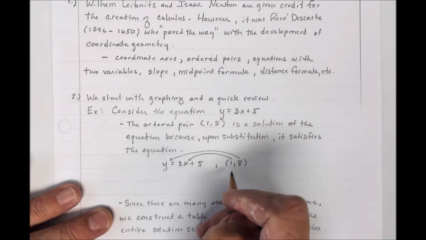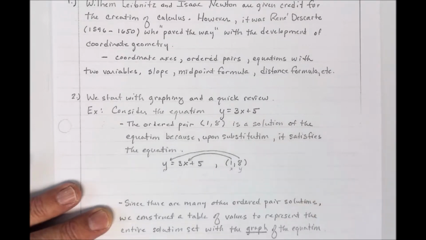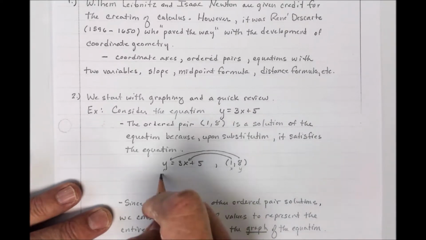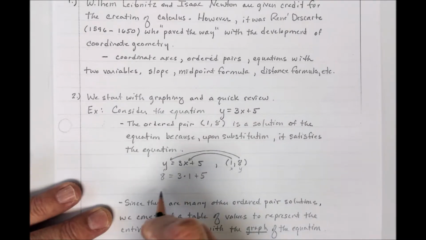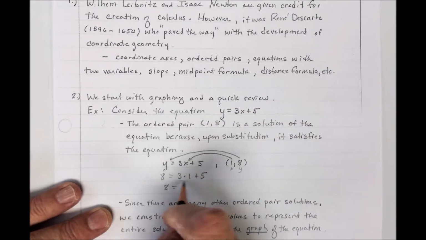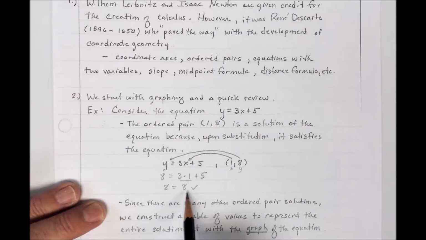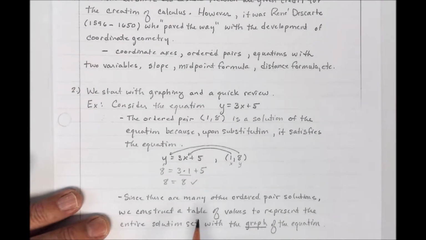So I'm going to substitute the point 1, 8 because we know that this is your x coordinate and this is your y coordinate, and I'm going to substitute them in for the x and y variables accordingly, and I get 8 is equal to 3 times 1 plus 5. I get 8 is equal to, now of course 3 times 1 is 3, plus 5 is 8. That makes it true. So when you get a true equation here, after substituting it in, that means it's a solution to the equation.